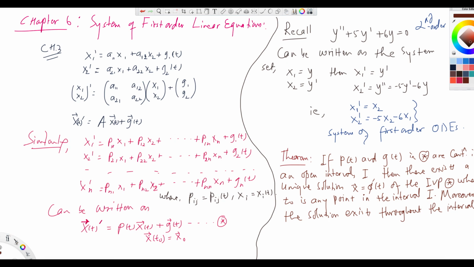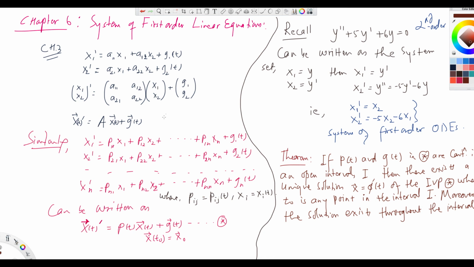In this video, I will briefly discuss chapter 6, which is the system of first order linear differential equations. In chapter 3, what you saw is, if there is a pair of linear differential equations, how do we solve them? We write that in the matrix form, find the eigenvalues of the matrix, and then find the eigenvectors.